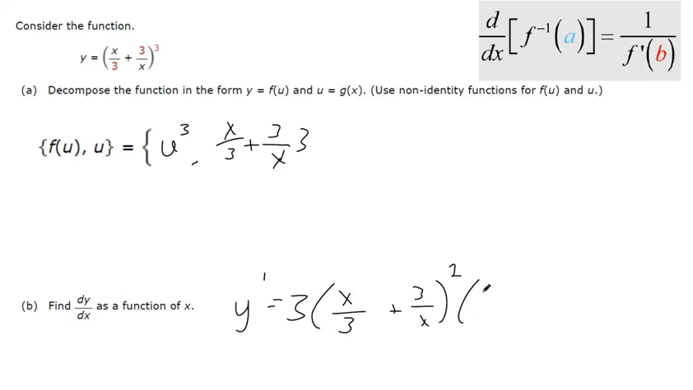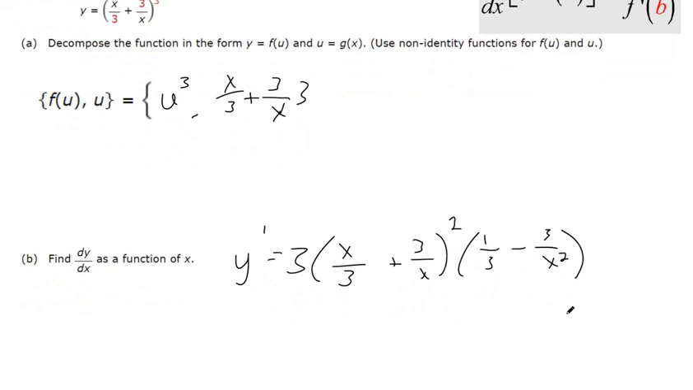So the derivative of x over 3 is just 1 over x. And then the derivative of 3x to the negative first, that's going to be actually negative 3 over x squared. And that's it. I think that you could just type it in like that and WebAssign should accept it. I don't see anything immediately that would help us clean it up.